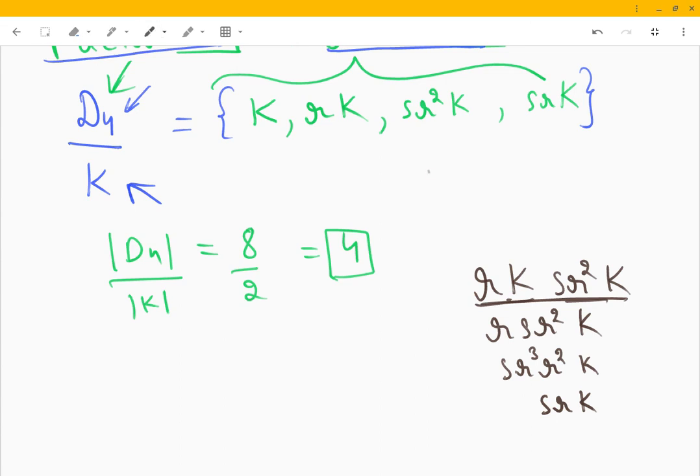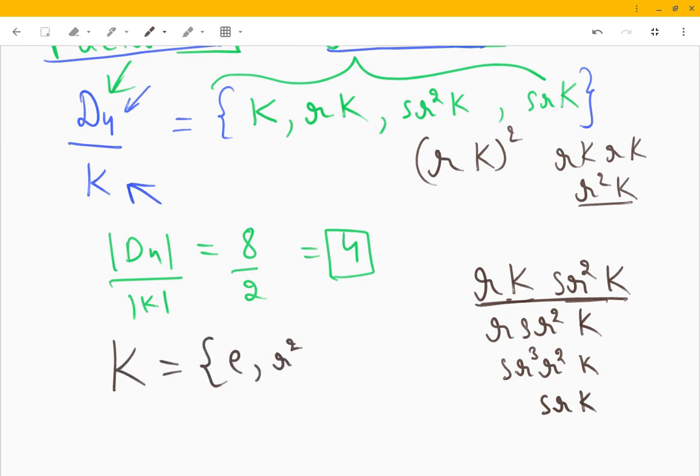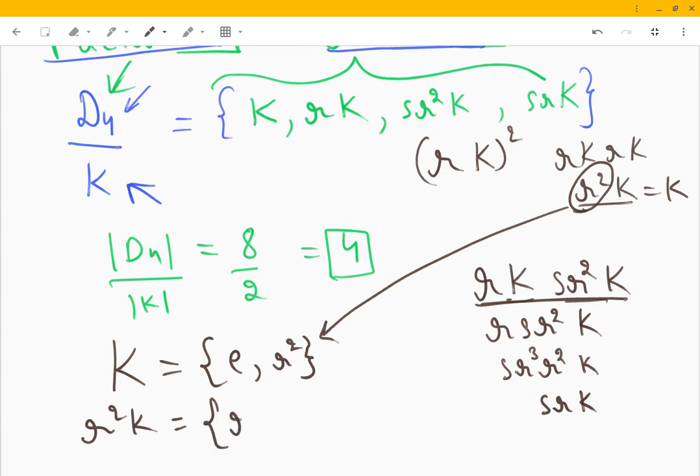Now let's evaluate this. Rk, Rk, which will be R square K. And R square K is, see, what was K? K was E and R square. As soon as you get an element belonging to the normal subgroup, that means that is the order. R square K will be K itself. You can find this R square K: it will be R square, and R square is R4, which is identity. So Rk, its order is 2.